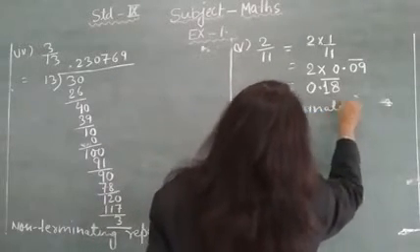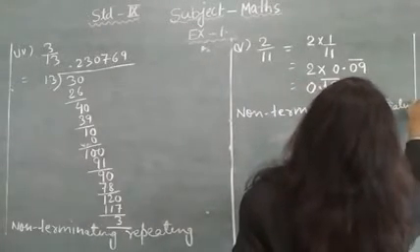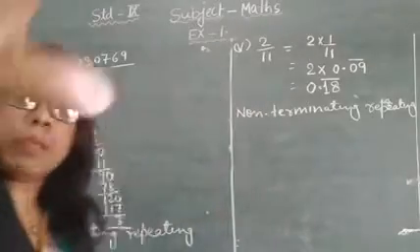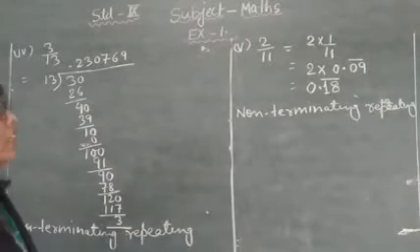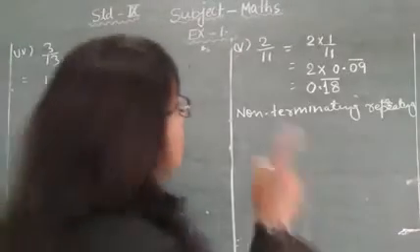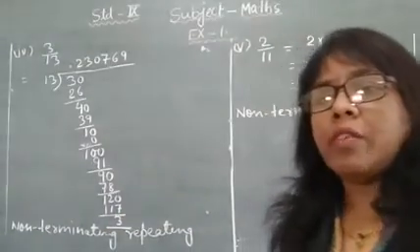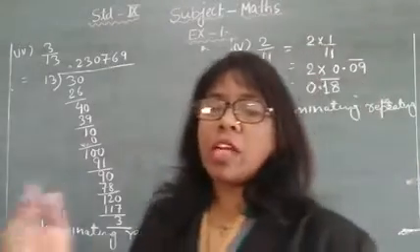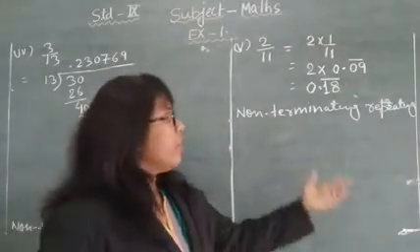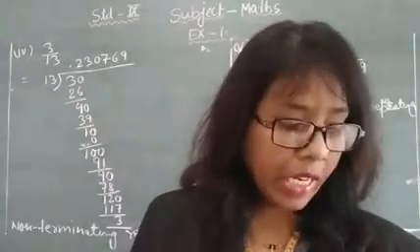Non-terminating repeating number. Fine. So this is a non-terminating repeating number. Next one, you can get one conclusion from this. What is the conclusion? If any non-terminating recurring number, repeating number, is multiplied by any integer, you will get the same non-terminating recurring number only, non-terminating repeating number only.